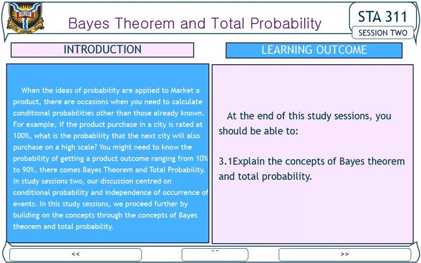In study session 2, our discussion centered on conditional probability and independence of occurrence of events. In this study session, we proceed further by building on the concepts through Bayes' theorem and total probability. Learning outcomes for study session 3. At the end of this study session, you should be able to explain the concepts of Bayes' theorem and total probability.